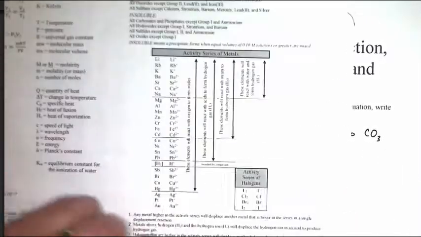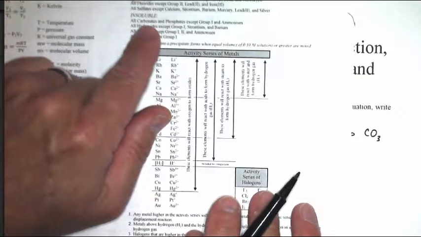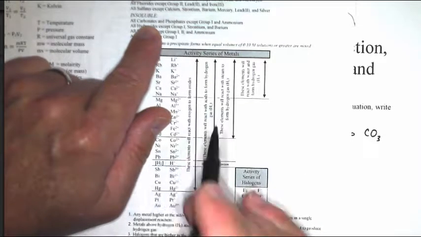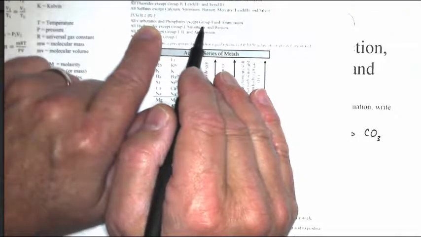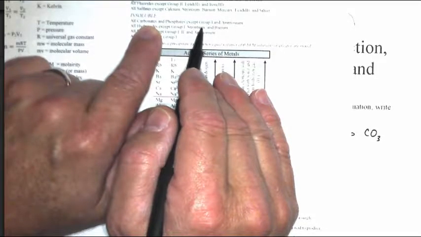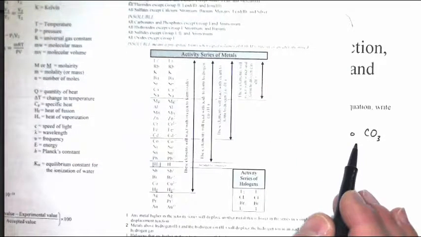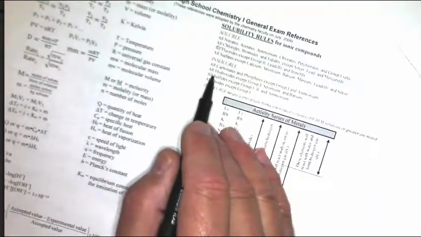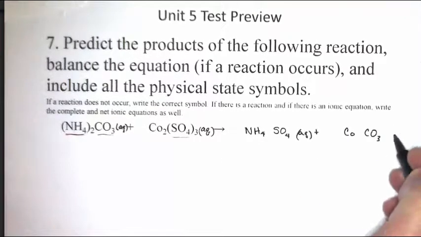Carbonates are almost always insoluble. There are some exceptions, some soluble carbonates like group 1, everything in the first column of the periodic table, and ammonium. But this is cobalt. It's not a group 1 or ammonium. So this is going to follow the rule, which is insoluble, and we're going to list it as a solid.